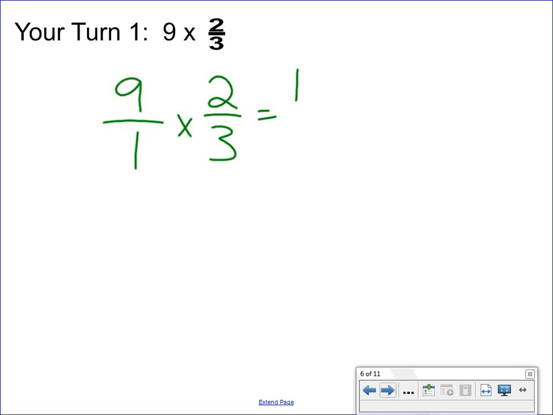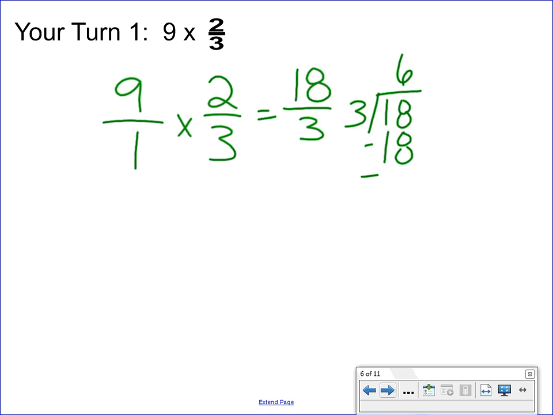9 times 2 is 18. 1 times 3 is 3. And you're going to have to do some division. So if we say 18 divided by 3, let's see here. 6 times 3 is 18. And that works out perfectly. So our answer then would be the whole number 6.